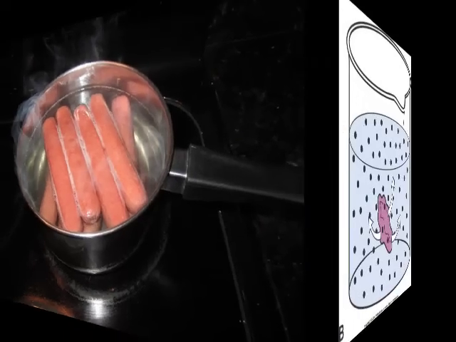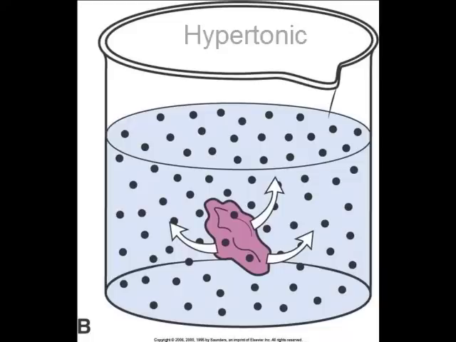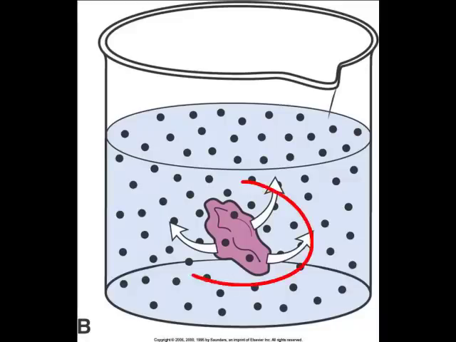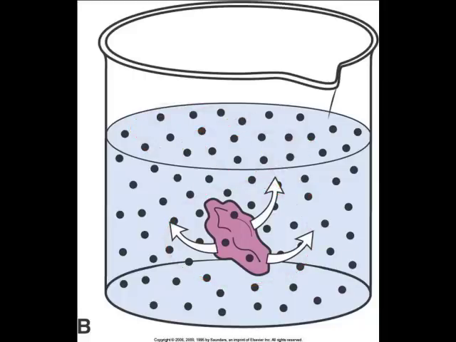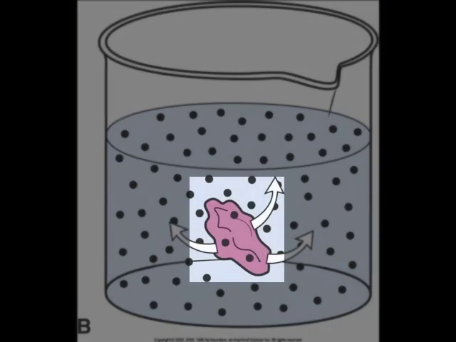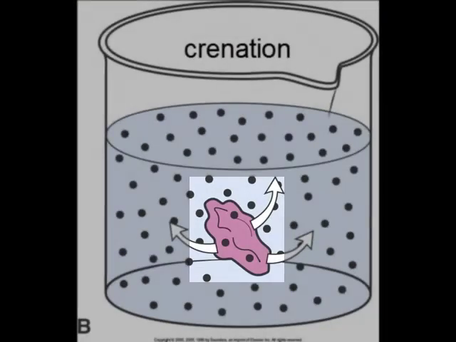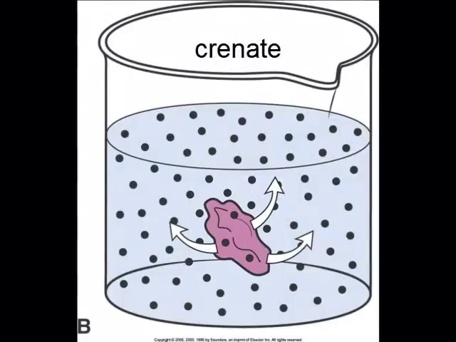And then finally is a hypertonic solution. In a hypertonic solution, the solution is more concentrated than the inside of the cell. So the cell has only a few particles. Whatever solution it's in has a lot of particles. And water wants to go where the party is. Water wants to go where the concentrated particles are. So water gets sucked out of the cell. So the cell will shrivel up. And that shrinking of the cell we call crenation, or the cell will crenate.